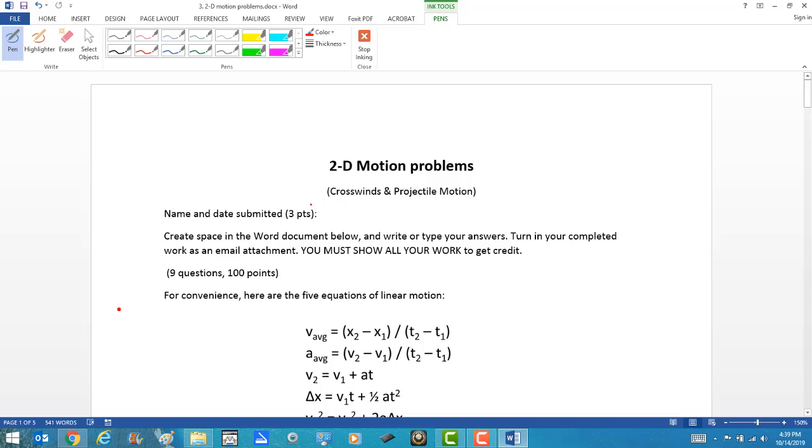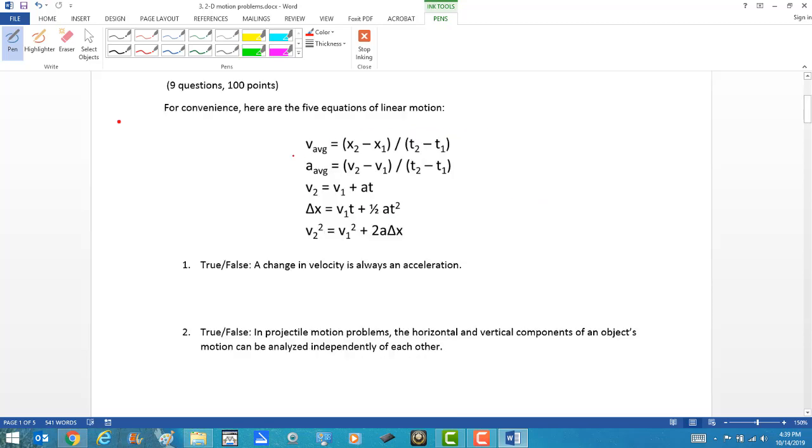Greetings, physics students. I wanted to take a few minutes and go over the 2D motion problems. We will be using the 5 equations of linear motion that we derived back in session 1.